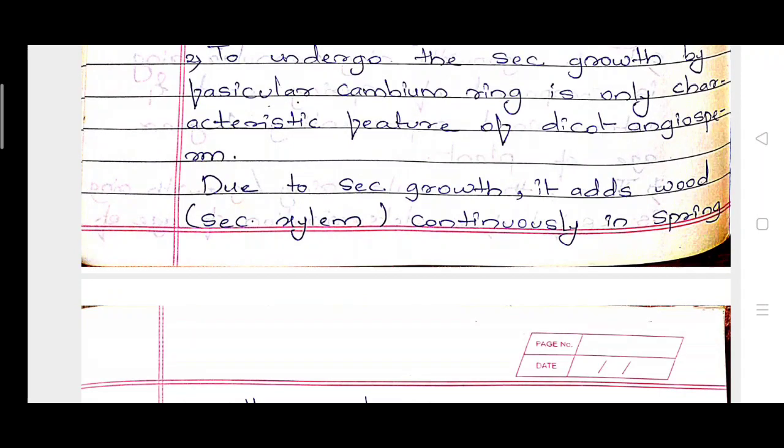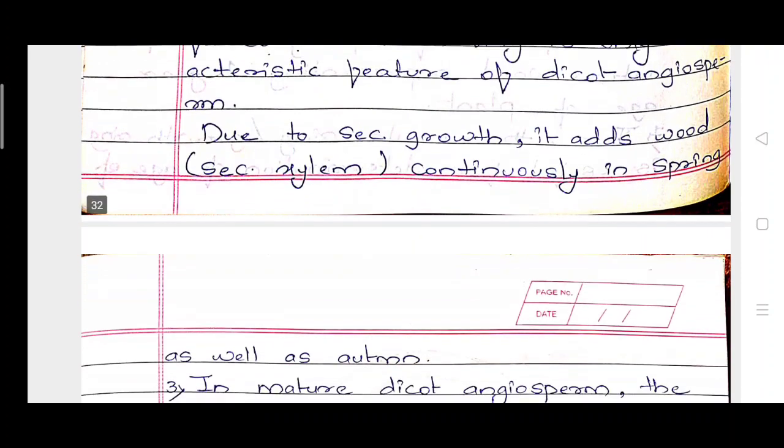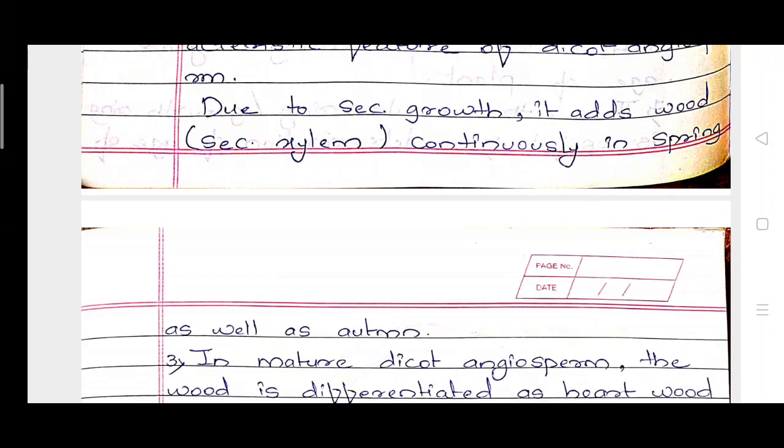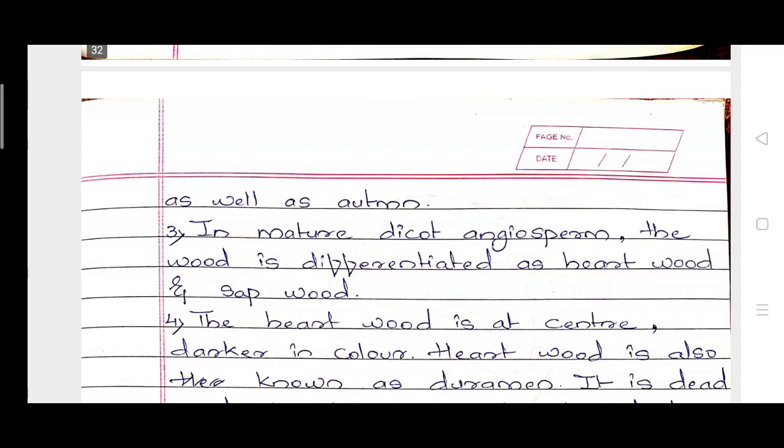Due to the secondary growth, wood, that means the secondary xylem, is added continuously in spring season as well as in autumn season. As I discussed with the growth ring, in spring season and autumn season there is continuous addition of secondary growth, but in spring season it is fast or large, and in autumn season it is less in amount. In a mature dicot angiosperm, these two woods will be separated, that is hardwood and sapwood.